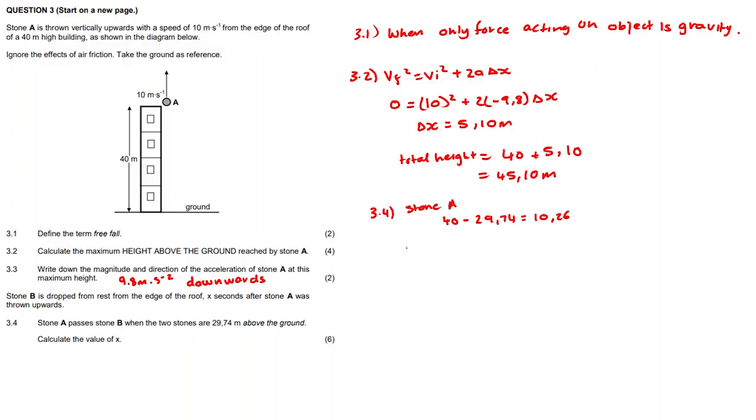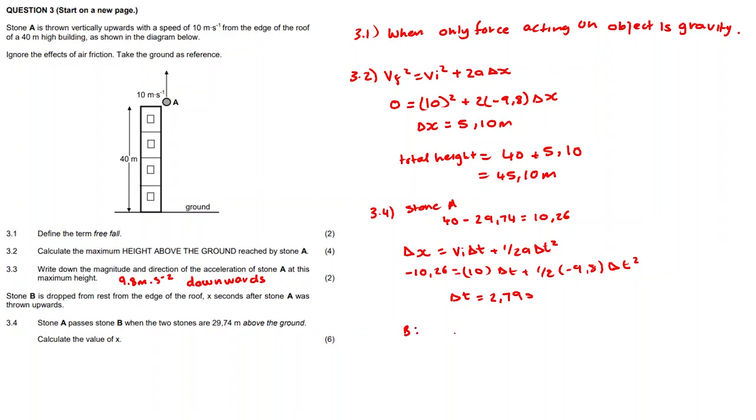So that's the height we want to know how long it took to get to. So we can say delta x is equal to Vi delta t plus a half a delta t squared. And we can plug in our values. And when we put all of this into the calculator and solve, we should get delta t is equal to 2.79 seconds. We can then move on to stone B.